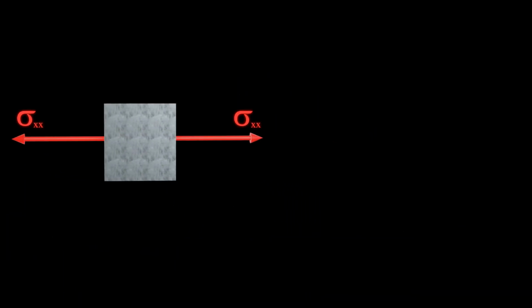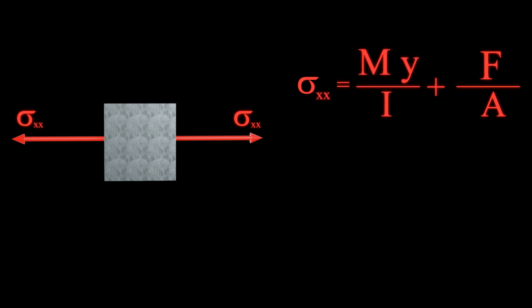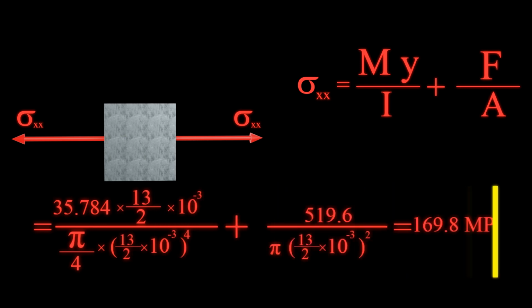Forces acting on the volume element will be sigma xx only. This is because the volume element is located directly at the top of the shank, meaning there will be no shear forces exerted on it, where sigma xx equals moment multiplied by y over I, which is the area moment of inertia, plus the force over area, which denotes the axial load. We just substitute everything in its place, and we get 169.8 megapascals.